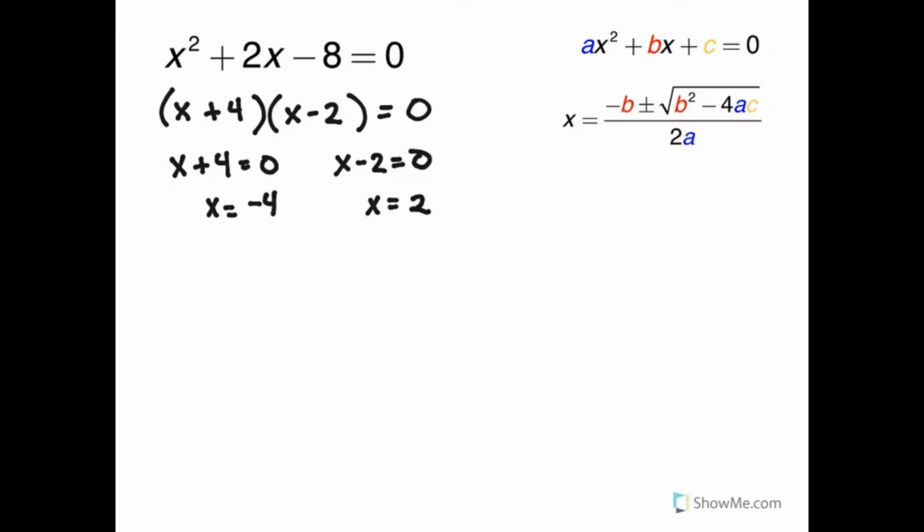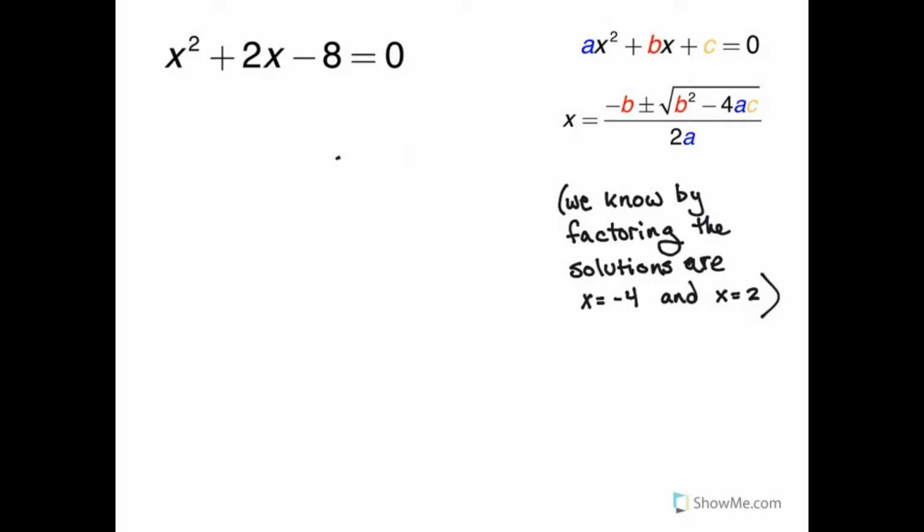Now let's see how the quadratic formula gives us those same two solutions. When we're using the quadratic formula, it's in terms of the coefficients of the original quadratic equation. So we need to identify what those are. The coefficient of the x squared term is called a, and in this case a is 1 because we don't see a coefficient there. The coefficient of the x term is called b, so b is positive 2. We capture the sign with the coefficient. And c is the constant term, so in this case c is negative 8.